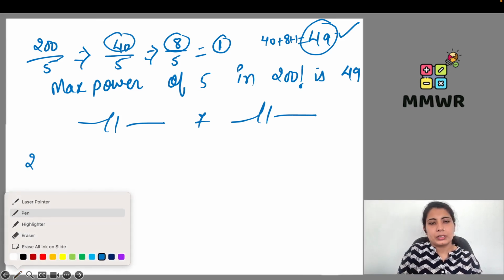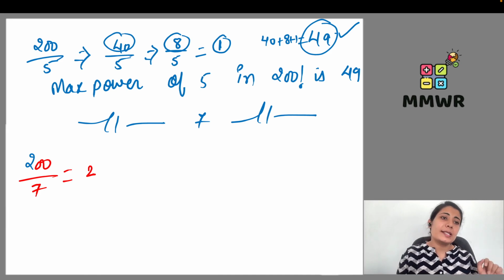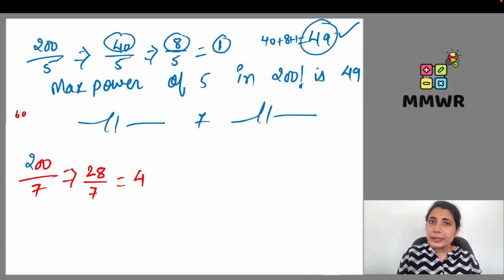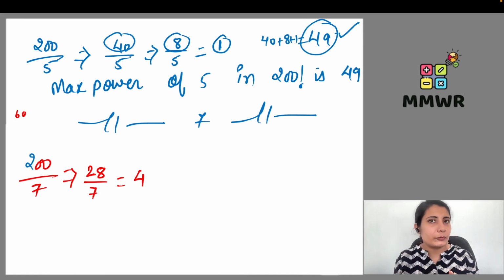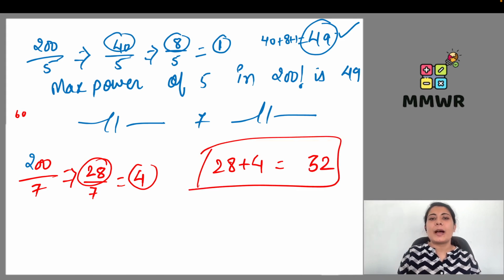200 divided by 7. Right? 7 twos are 14. Remainder is 6. 7 eights are 56. Right? Again by 7 we will be dividing it. 7 fours are 28. Now this 4 will not be divisible by 7. Right? 7 से और divide नहीं होगा. So 28 plus 4, 32 will be the maximum power of 7.